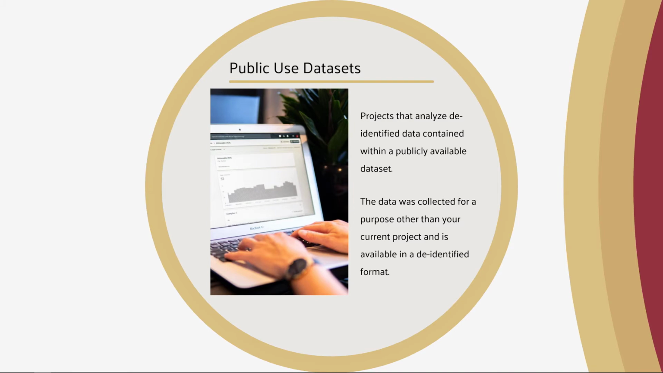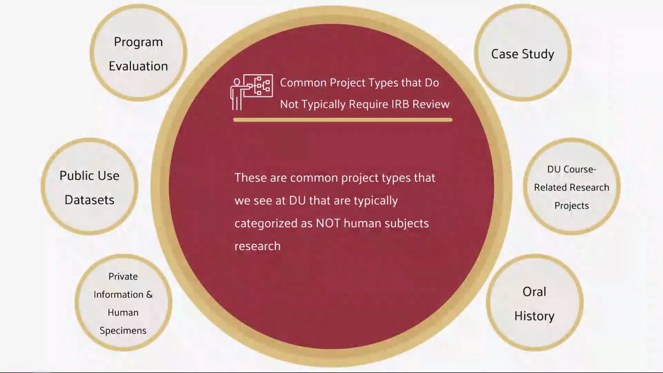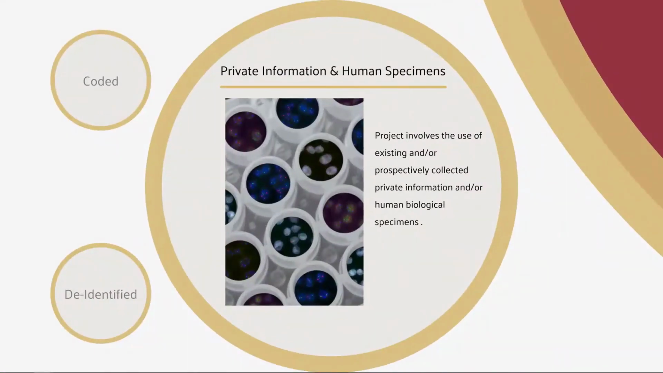The final common project types that we will cover today include projects that utilize private information and/or human specimens. Projects that involve the use of existing and/or prospectively collected private information and/or human biological specimens may not require IRB review. These types of projects are most common at DU in specific programs such as the Noble Institute for Healthy Aging. While these projects typically are conducted under the supervision of faculty, it is still important for students to understand a bit more about these project types, and specifically what is meant by coded or de-identified private information and human specimens.